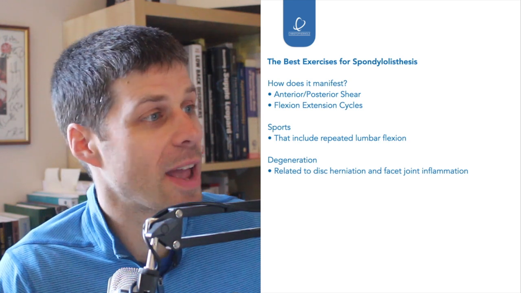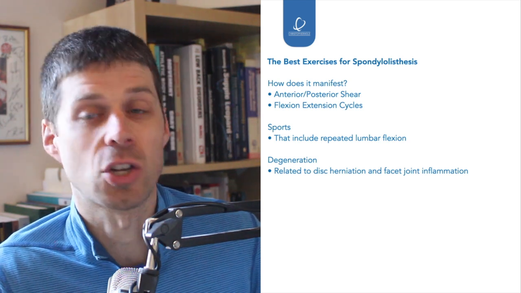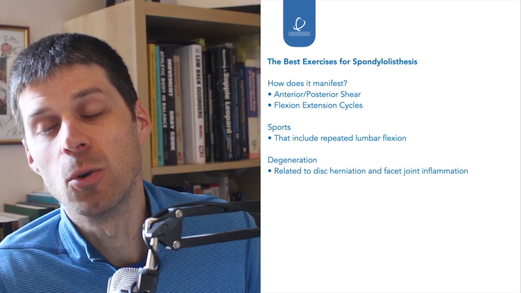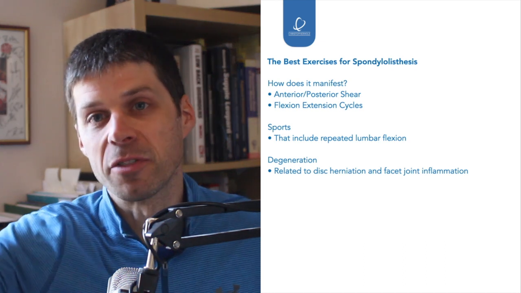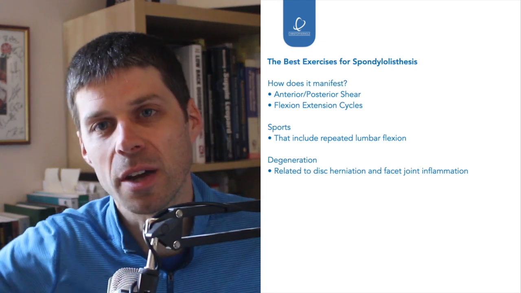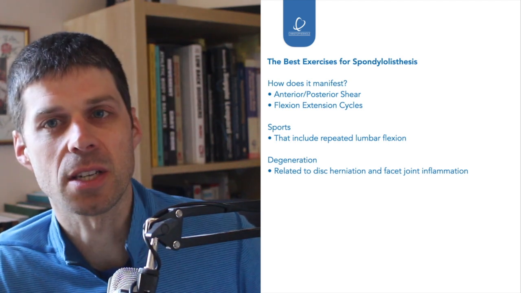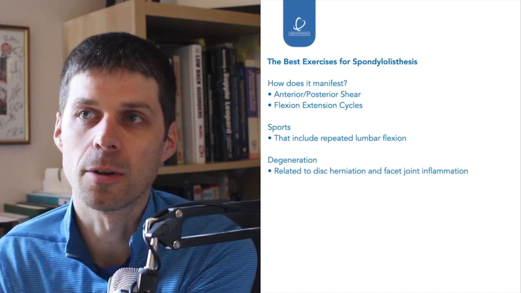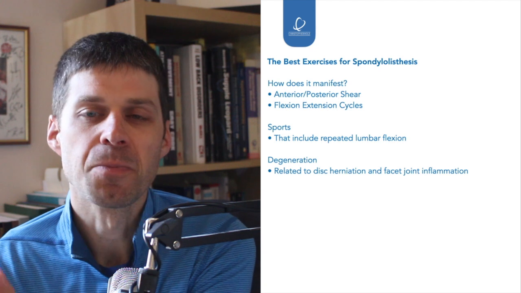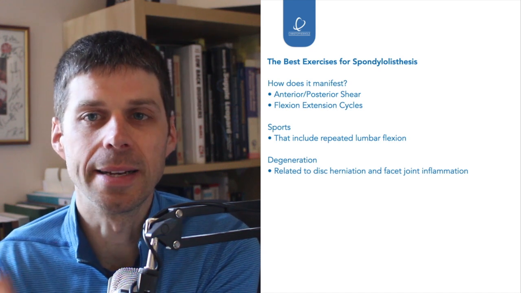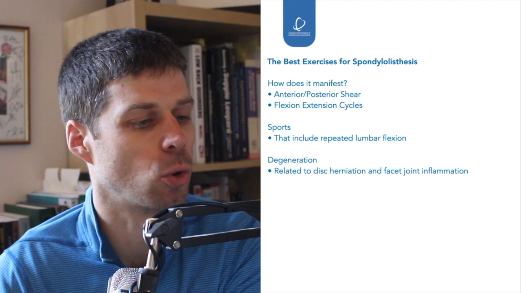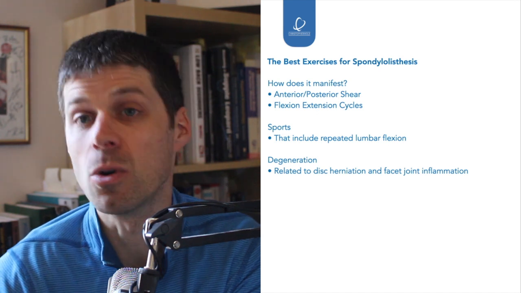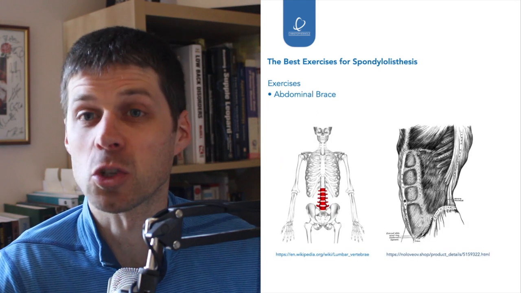Then you've got another way it can manifest, just degeneration as a consequence of disc herniation or bulge and facet joint inflammation. So these other types of conditions can then manifest into spondylolisthesis. So what we're starting to understand now is, one, the location of it, two, the mechanisms of the injury. So what we can now start to do is understand a little bit more about how to go through some sort of rehabilitation process for that and understand the best exercises to do, which we're going to do next. And the first one is the abdominal brace.